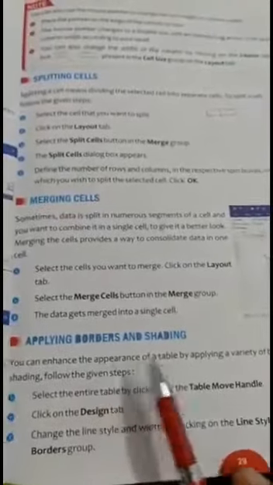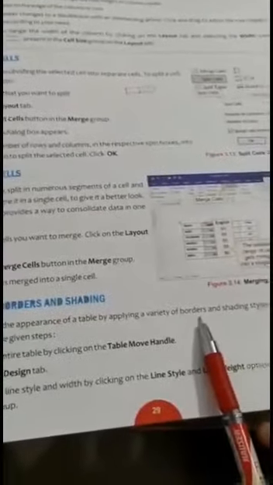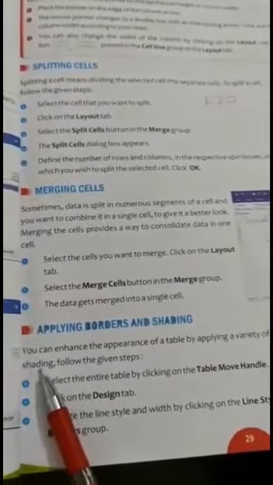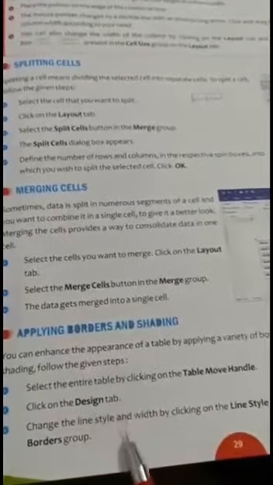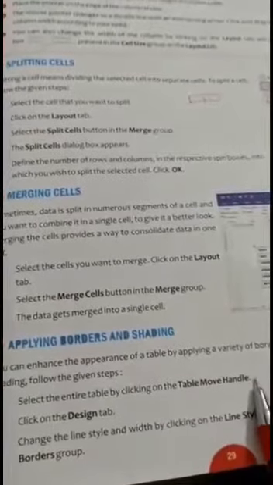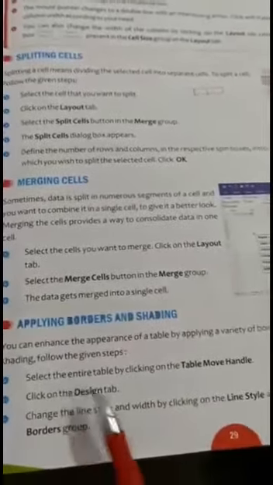You can enhance the appearance of a table by applying a variety of border and shading styles. You can choose one from the variety of styles of border and shading for your table to change its appearance. To apply border and shading, follow the given steps. Select the entire table by clicking on the table move handle. Firstly, you need to create the table and then select it by clicking on the table move handle.